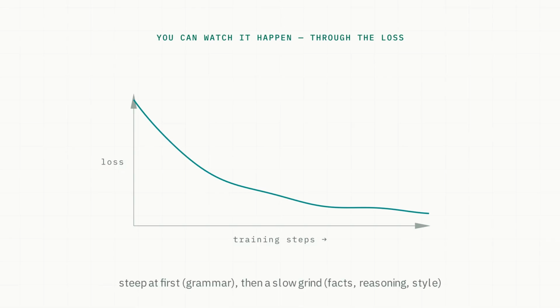The model is guessing essentially at random, constantly surprised by every word. And as the steps tick by into the millions, the loss curve slides downward. Steeply at first, as the model rapidly learns the easy patterns, grammar, common words. Then more slowly, grinding lower and lower as it picks up the subtle, hard-won stuff: facts, reasoning, style. That descending curve is, quite literally, the sound of a mind being formed.